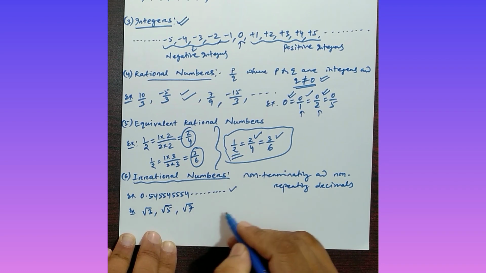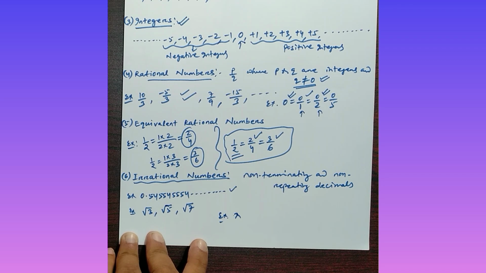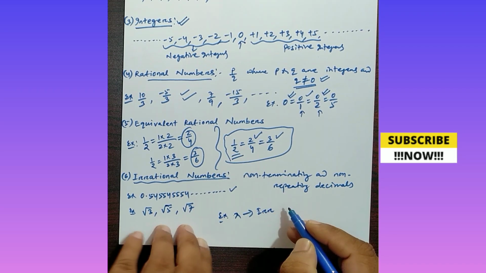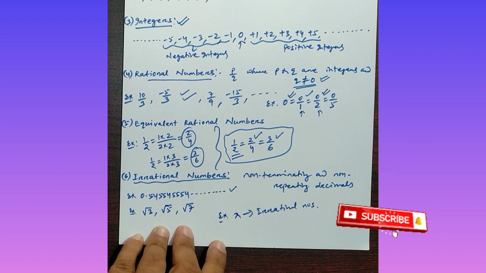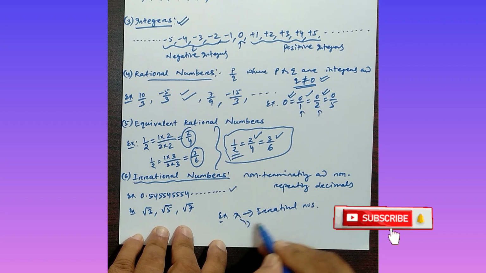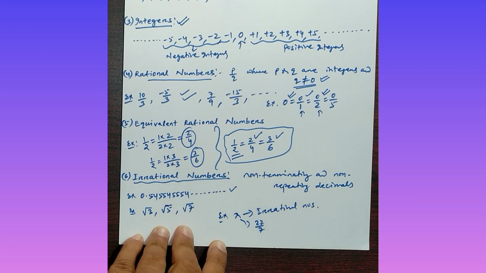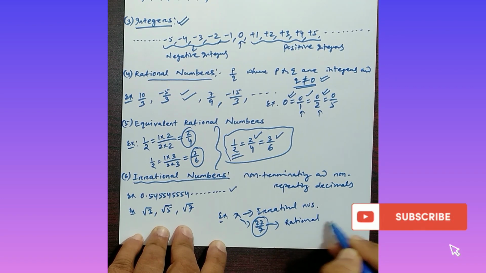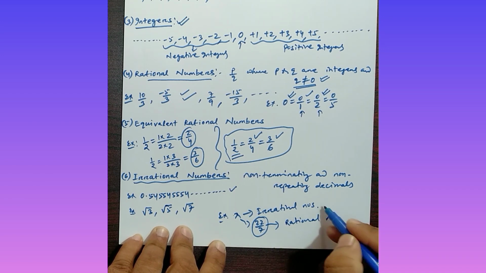Fine, okay. One more example, let's suppose I am saying pi. Can you tell me what pi is? Pi itself is an irrational number. Pi is called an irrational number. You know what the value of pi is? We are assuming the pi value as 22 by 7. But exactly this is not the value of pi. We are assuming it as 22 by 7. So that is why 22 by 7 is called a rational number, whereas pi is called an irrational number.